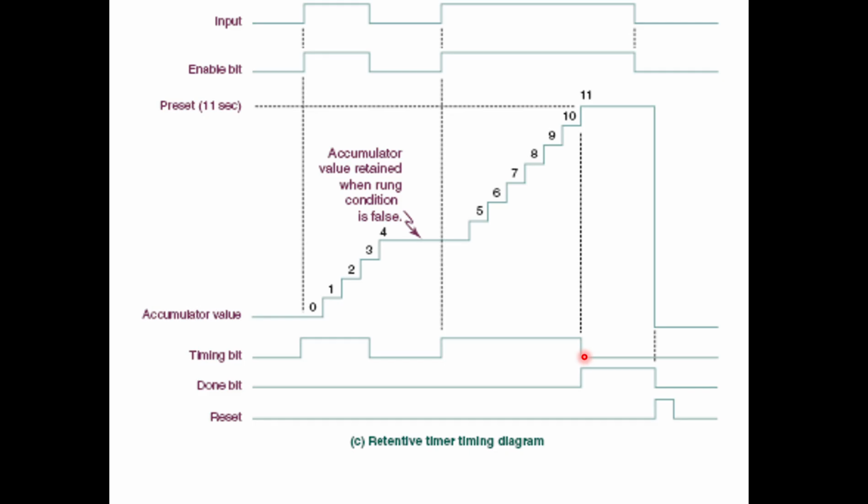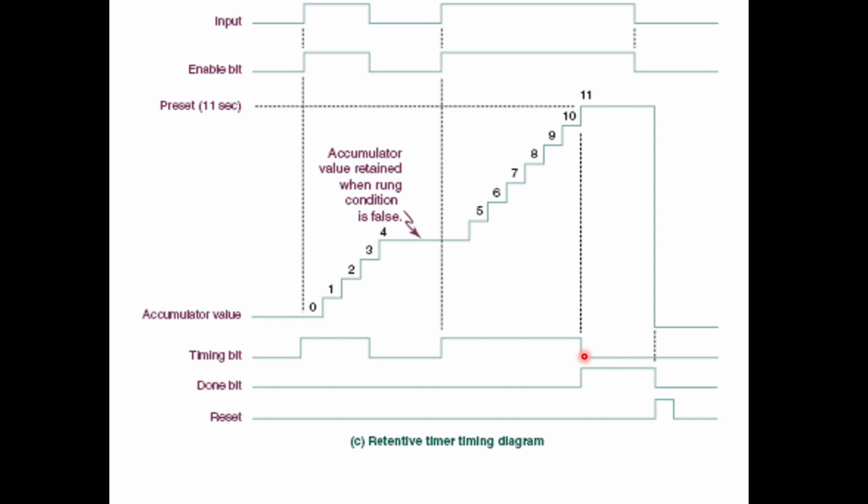Now let's see where to use a TON timer, TOF timer, and RTO timer. Let me give you an example. Let's say you want to use a traffic light control. You want to make sure that your red light is turned on for a certain period of time, your green light for a certain period of time, and your yellow light for a certain period of time. So you can use the TON timer and the timing bit and done bit, which I will show you later on, to control this traffic light system.